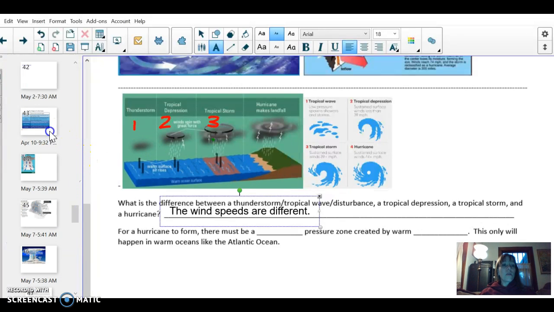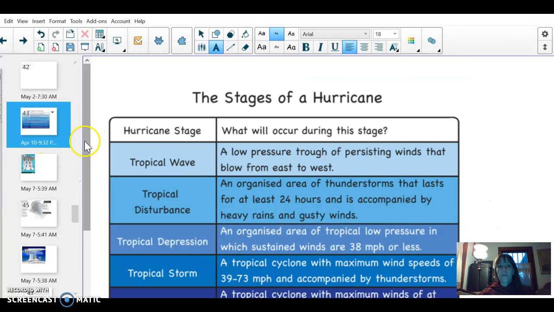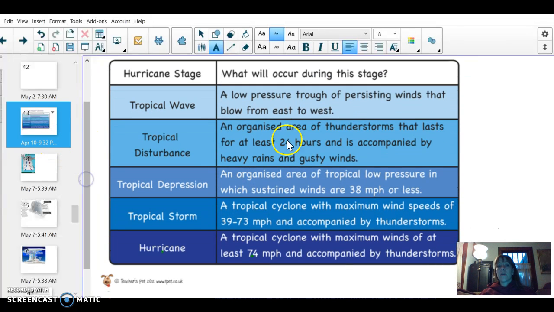But in order to move up from the tropical wave or tropical disturbance to a depression, you're going to have an increase in wind speed. It's going to get stronger. And remember that wind speed picks up based on our tornado simulator activity where you change the air pressure. When the pressure difference is bigger, the speed of the wind is going to be faster and stronger.